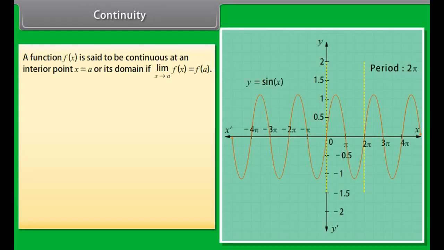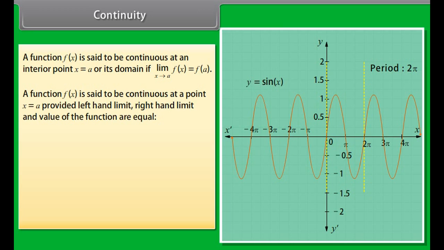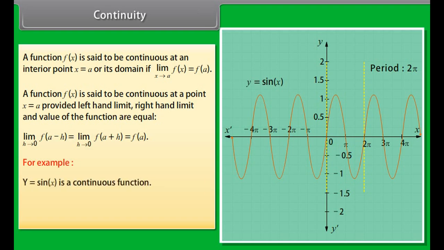Continuity. A function f(x) is said to be continuous at an interior point x = a of its domain if limit x tends to a, f(x) = f(a). In other words, a function f(x) is said to be continuous at a point x = a, provided left-hand limit, right-hand limit and the value of function are equal. Limit h approaches 0 of f(a - h) = limit h approaches 0 of f(a + h) = f(a). For example, y = sin x is a continuous function.